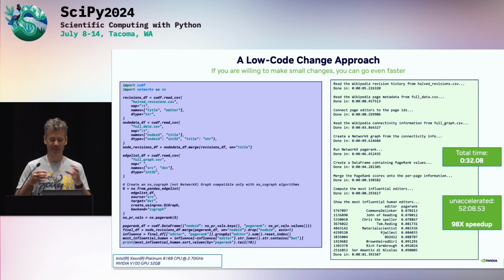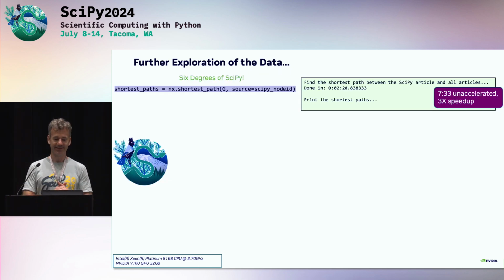And I wanted to probe at it even more. Of course, it wouldn't be a Wikipedia-based demonstration without doing the six degrees of Kevin Bacon, but it's SciPy, so we'll do six degrees of SciPy. How is SciPy connected to any other topic in Wikipedia via six degrees of separation?